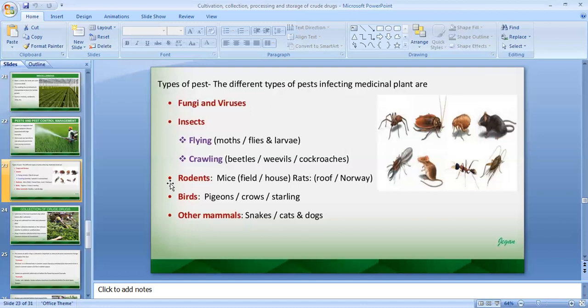So there are many pests. They can harm the crops and medicinal plants. So the management of pests is a very important step for cultivation, collection, and storage of medicinal plants and other crops.